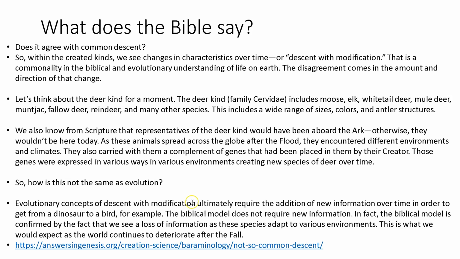Evolutionary concepts of descent with modification ultimately require the addition of new information. The biblical model does not require new information. In fact, the biblical model is confirmed by the fact that we see a loss of information as these species adapt to various environments. This is what we would expect as the world continues to deteriorate after the fall. So we believe that God created everything with all the genetic potential, and within that genetic potential that He created, we see the changes that we observe today within kinds.